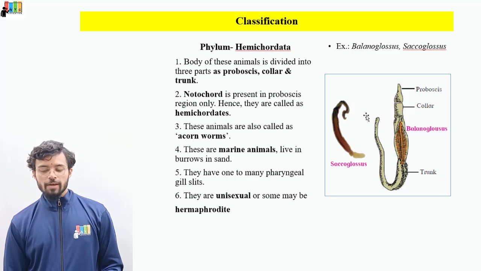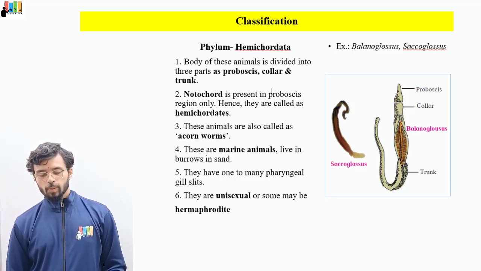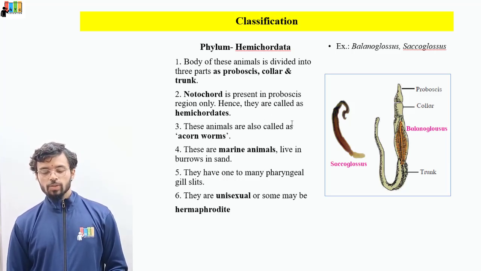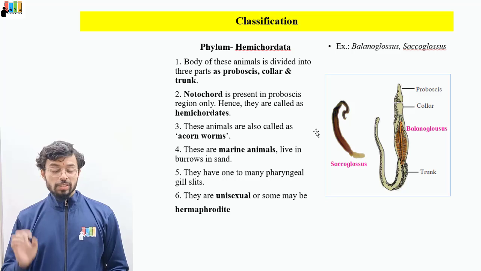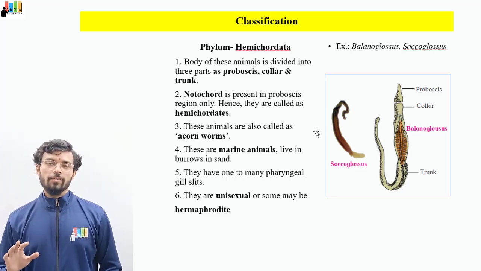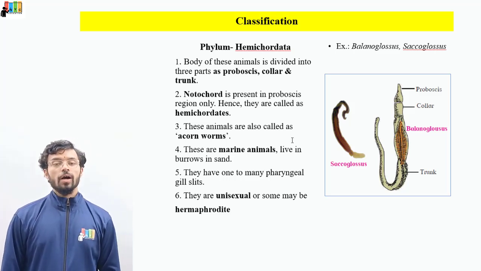These animals have three subdivisions of their body, that is proboscis, collar and the trunk. The notochord is present in the proboscis region only, and hence they are known as hemichordates. Only this proboscis region will have the notochord, which makes them similar to chordates, but their entire body length is not covered in the notochord. These worms are also known as acorn worms.